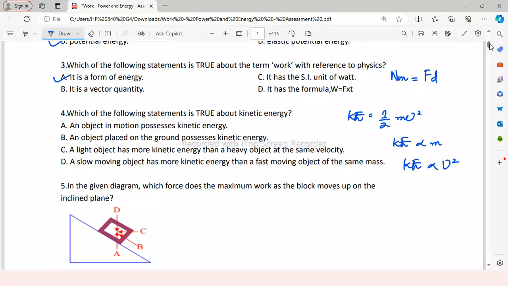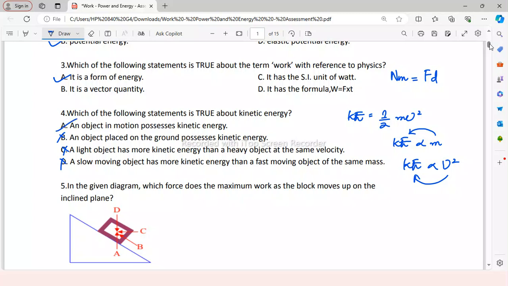Now, an object in motion possesses kinetic energy. Yes, it does. An object placed on the ground possesses kinetic energy. No, because its velocity is 0, so it does not. A light object has more kinetic energy. No, the earlier statement made it clear: greater the mass, greater will be the kinetic energy. A slow moving object has more kinetic energy. No, the statement made it clear. Okay, greater the velocity of the object, greater will be the kinetic energy. See, option A is the correct option.